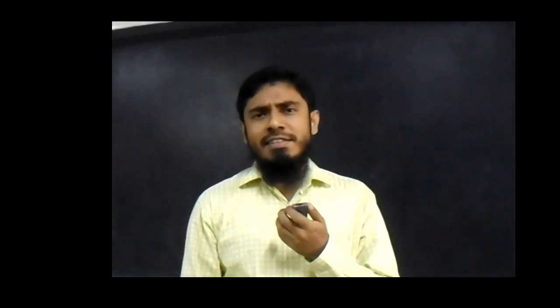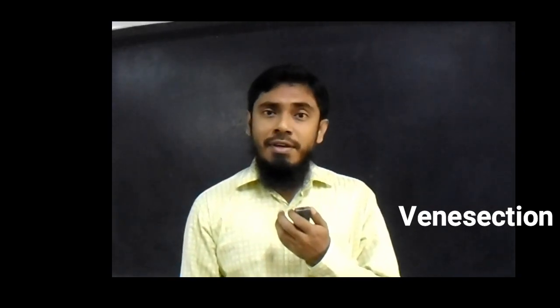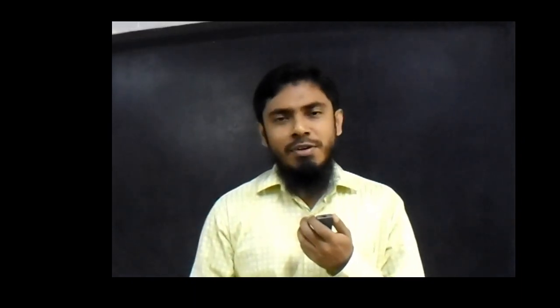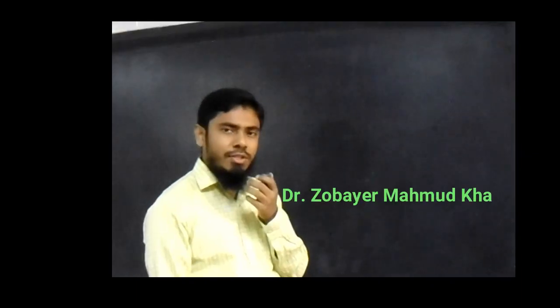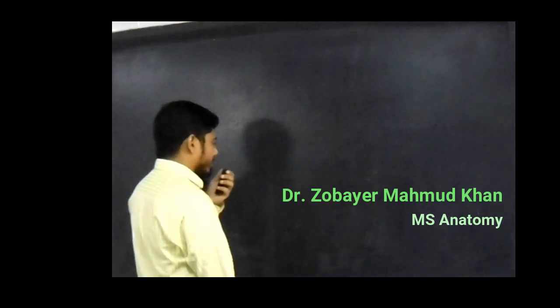Again, there is another term, that is venesection. It is performed in case of emergency as a very minor operation. So, what is the site of the venesection, or which vein is chosen for this purpose? For performing this, you have to learn the anatomy of the veins of the lower limb also. Okay? So today, let's learn about the venous drainage of the lower limb.